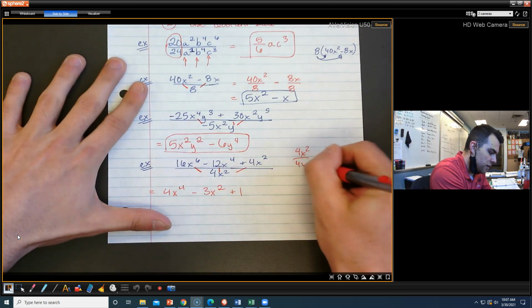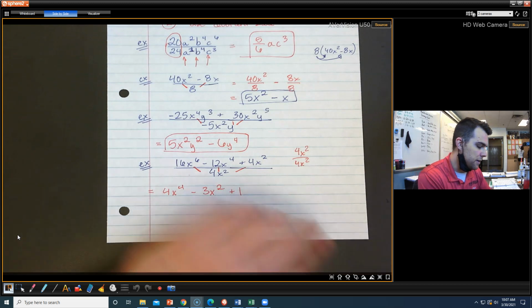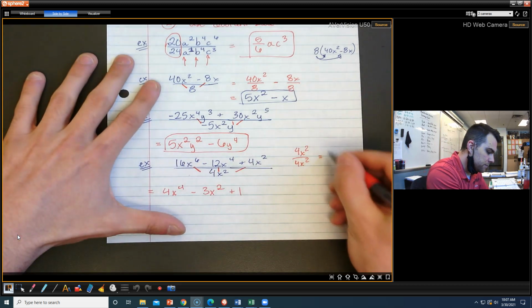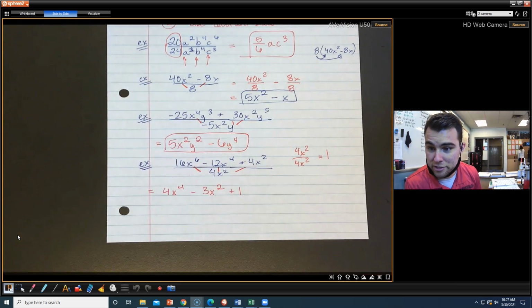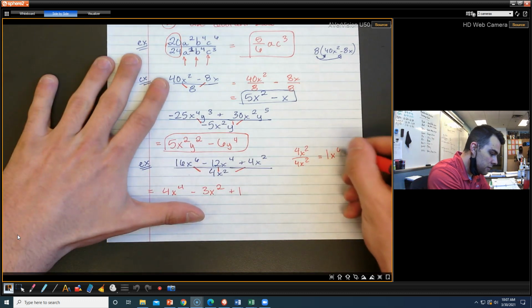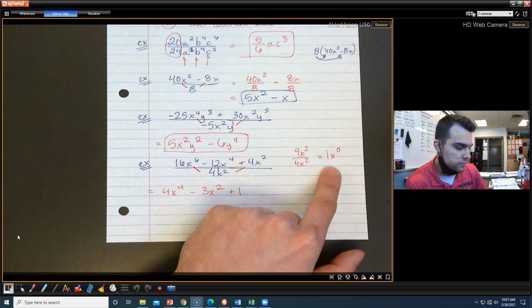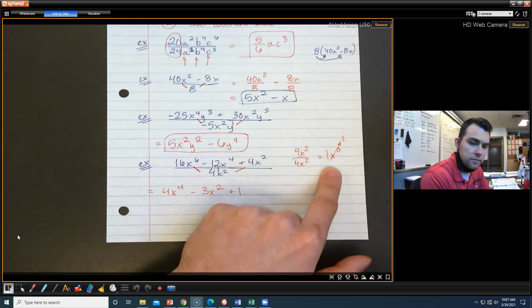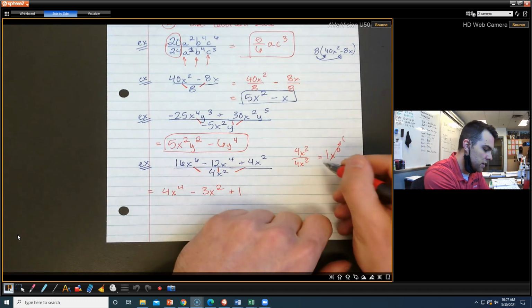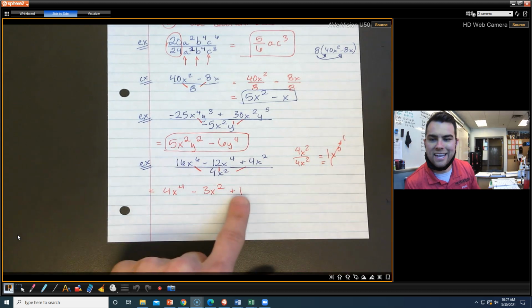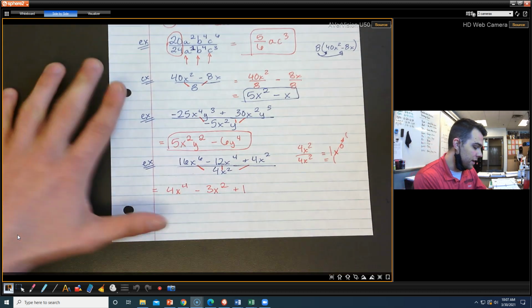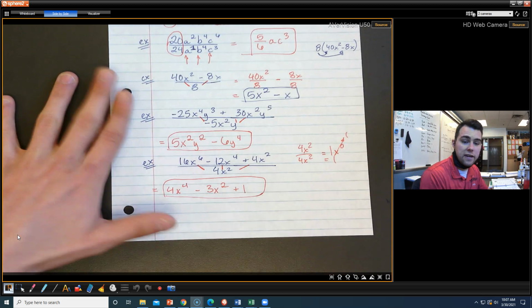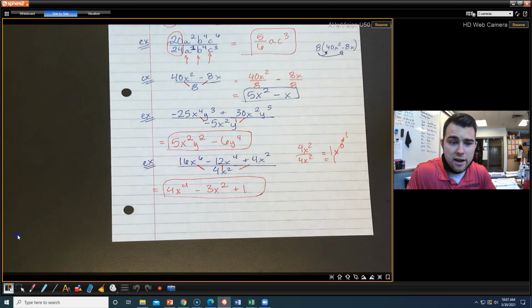4x squared divided by 4x squared. Let's go through the math with it. 4 divided by 4 is 1. x squared divided by x squared gives me, using the quotient rule, x to the 0 power. And x to the 0 power is the same thing as 1. And since they're next to each other, 1 times 1 is 1. So either way, I get this regardless. Okay? And that would be a simplified answer. And that is how you divide polynomials by a monomial.